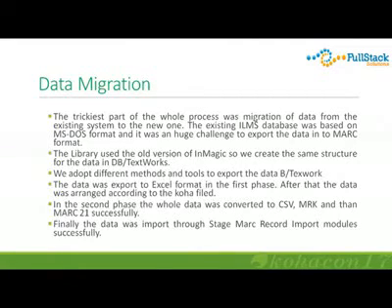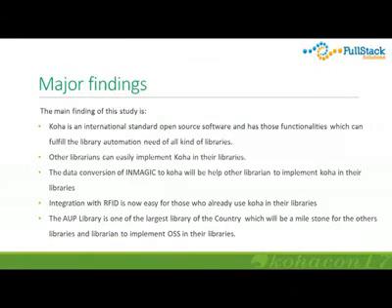First of all, we exported all the data to Excel format. I will show you the technical process in my last presentation. We exported all the data to Excel format, then converted it to CSV format. After that, we converted all the data to MRC, and at the last stage, we converted the data to MRK format. Finally, we imported all the data through the Stage MARC Records for Import option in Koha.